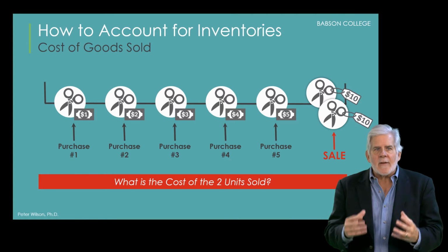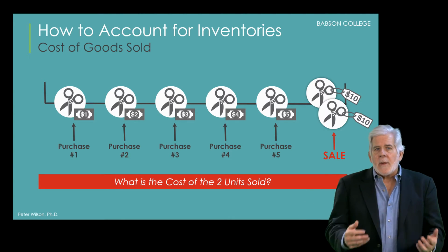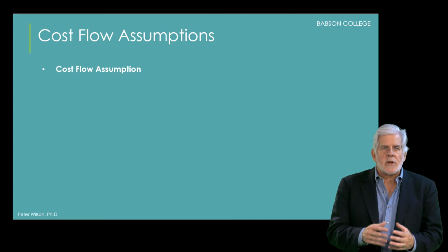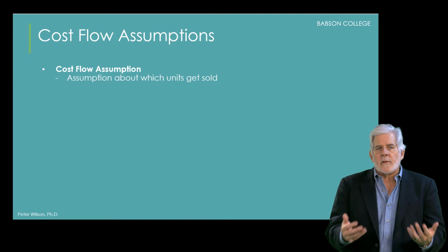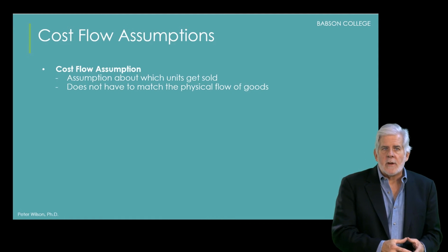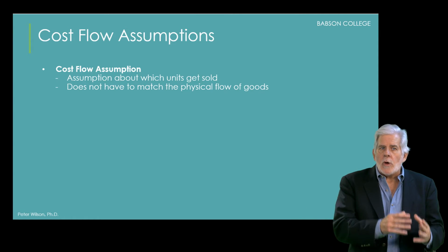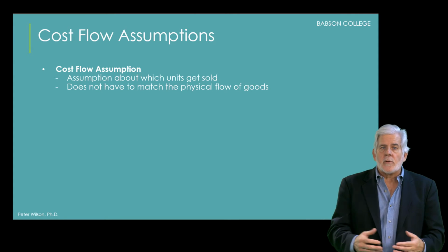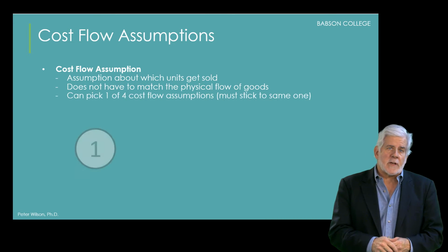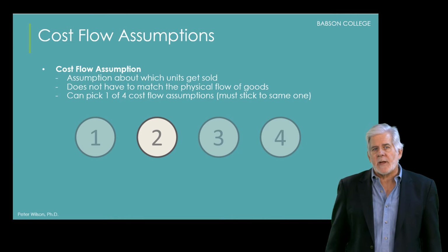But the accounting systems have to work for all sorts of businesses, from highly automated ones to manual systems. So to make things a little easier on the firm, the accounting rules allow firms to adopt an assumption about which units get sold, what we call a cost flow assumption. This cost flow assumption does not have to match the physical flow of goods. Firms can still manage the physical flow of goods however they want. But when it comes to figuring out which inventory units have been sold so they can compute cost of goods sold and the remaining ending inventory, firms can pick one of 4 cost flow assumptions, with the requirement that they stick with the same assumption year after year and apply it on a consistent basis.